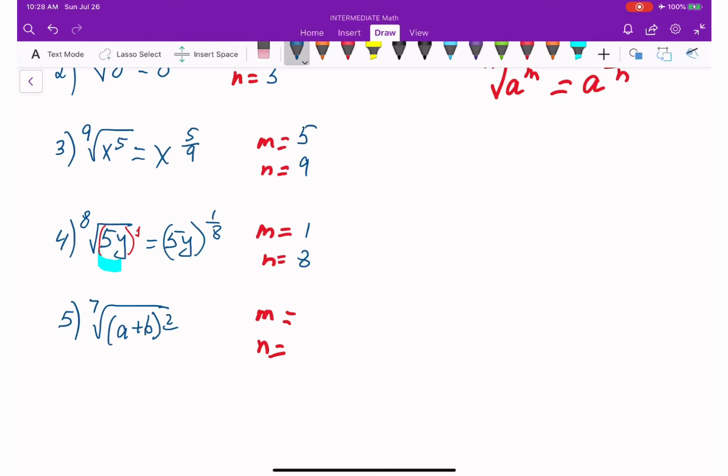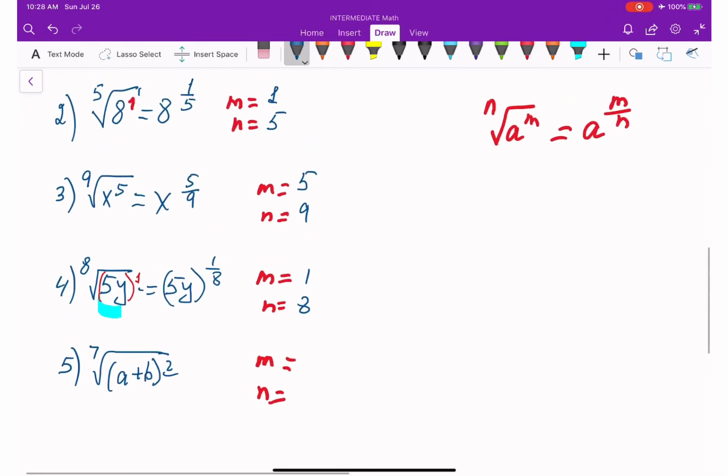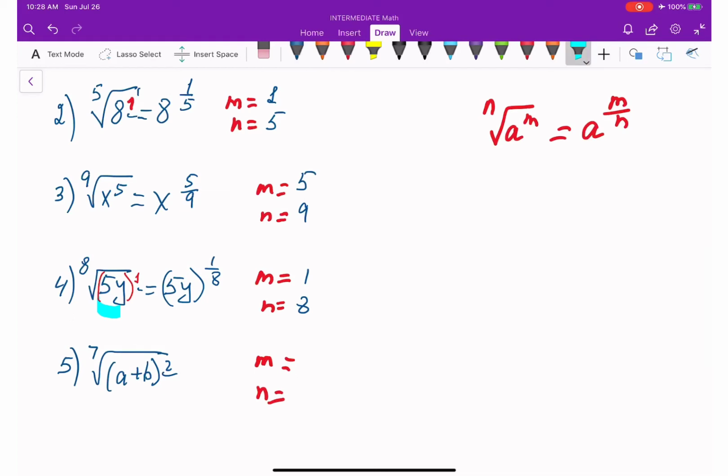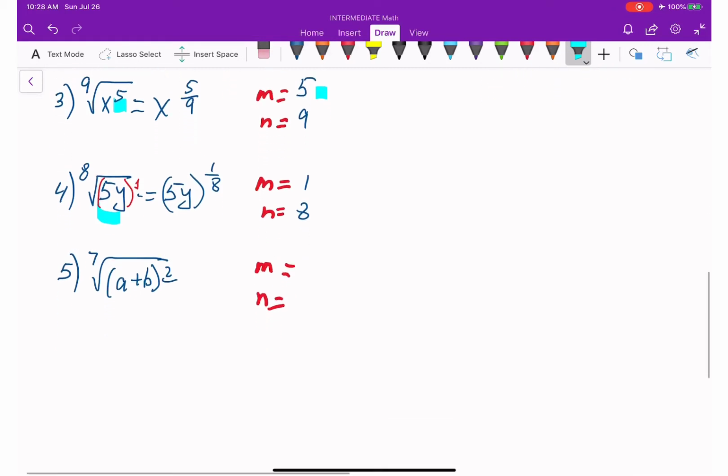Till now we would put 1, because there was no degree. Only in the earlier case we had degree 5 for m, and we put 5 over 9. All right, so we have m equal to 2 and n equal to 7. So the answer is going to be (a plus b) to the power 2 over 7.